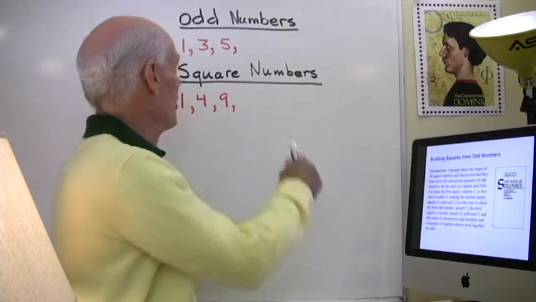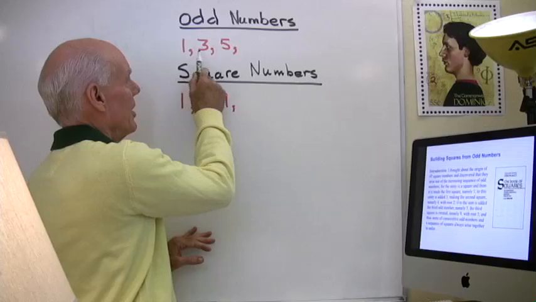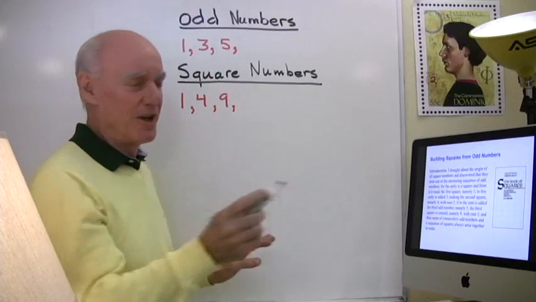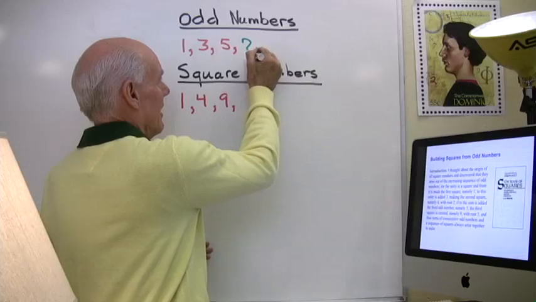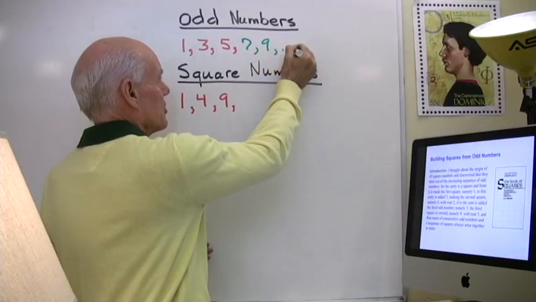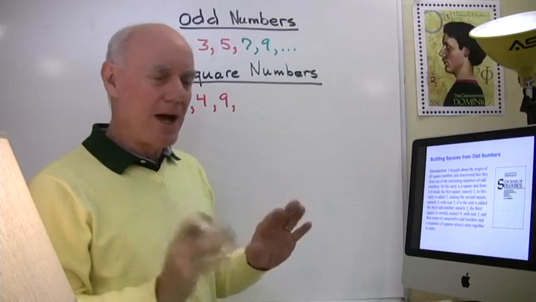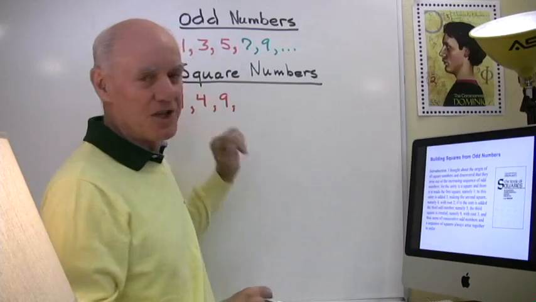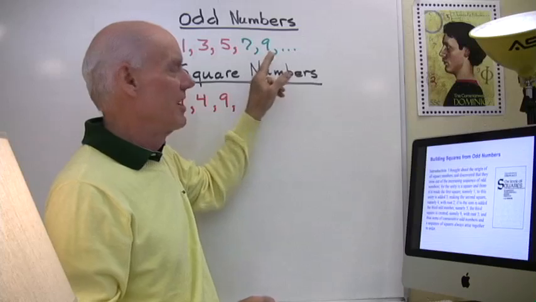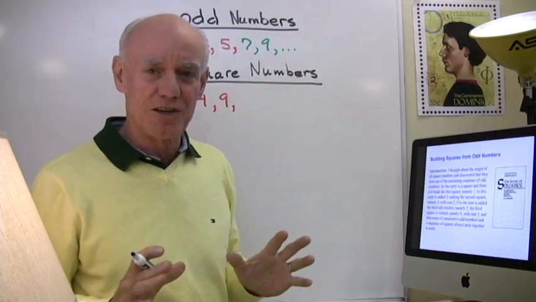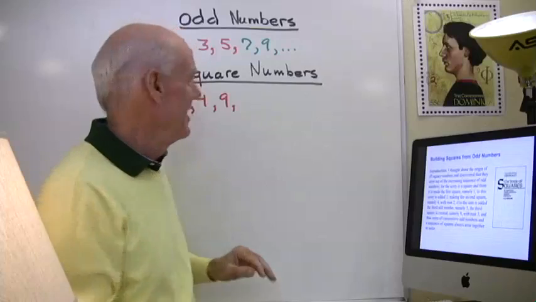Okay, I want to show you that relationship between the sequence of squares and the sequence of odd numbers. So the sequence of odd numbers: 1, 3, 5. The next number in that sequence is 7. After that, 9, and so on and so forth. When we look at a pattern like this with a sequence of numbers and then we extend it in this way, we're using what's called inductive reasoning, and we're doing mathematics.